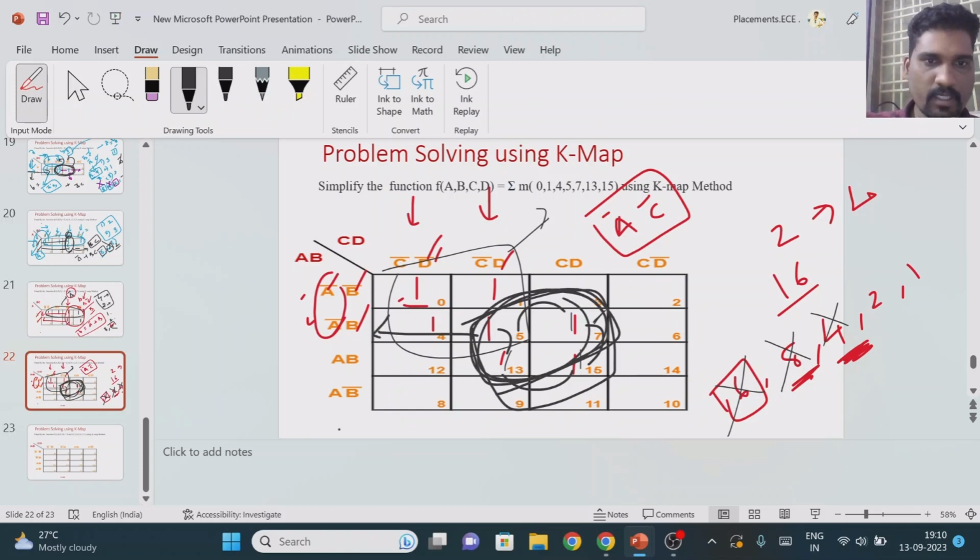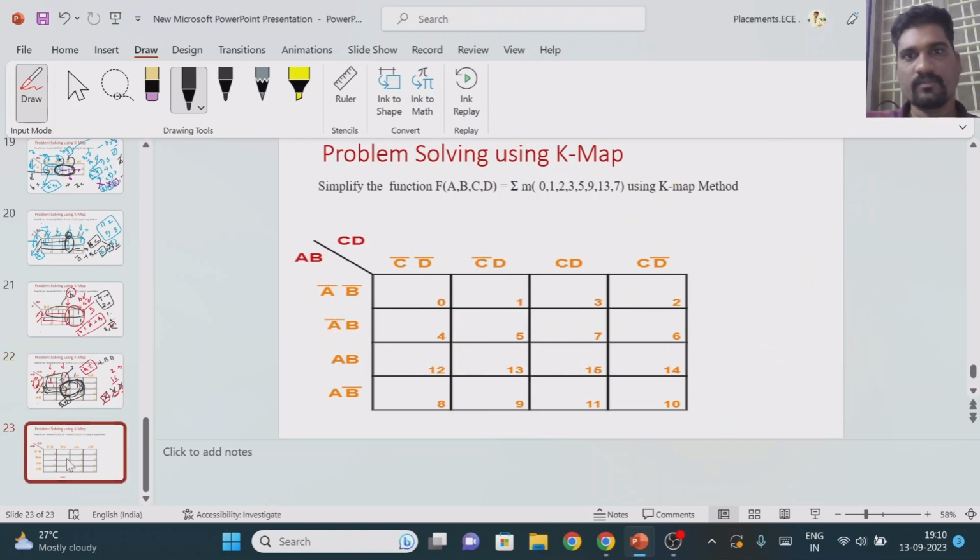Now what are the common variables? A bar B as well as AB. So A bar will get cancelled, B into B means B. Next, in this direction we have C bar D, and here we have CD, so C bar gets cancelled. D D means D. So what is the answer? BD. The answer is A bar C bar plus BD. Now this is one question you try to solve.